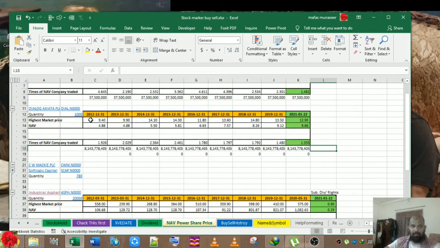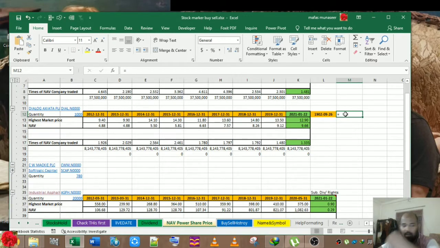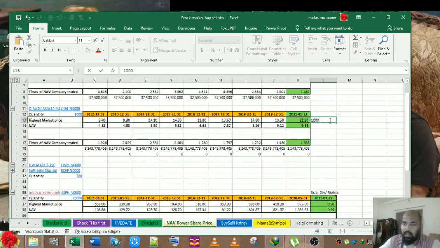So if anyone invested in Dialog at that time, the 100 rupees, look at that. Not 100 rupees at that time, 100 shares. Let me do it something like that. Okay, Dialog has 100 shares. That's the date. Let me mark it down here. That's 100 shares.